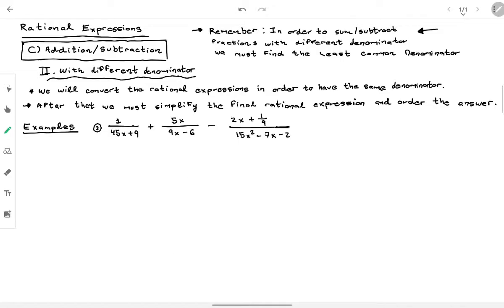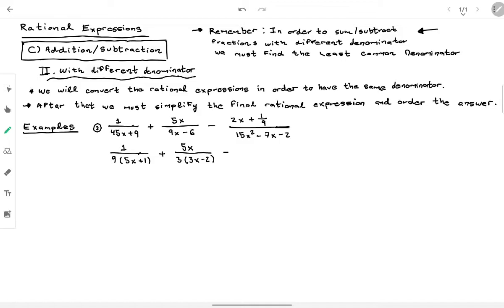So let's see, in this exercise we have polynomials as denominators. Remember, in order to find the least common multiple, or in this case the least common denominator between polynomials, we need to factorize them. So let's factorize them, and it's going to be 1. Here we can take out 9 as the greatest common factor, and it's going to be 5x plus 1. Here we can take out a 3 as a common factor, and it's going to be 3x minus 2.